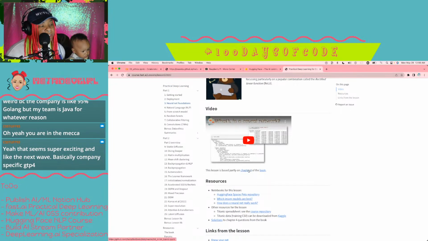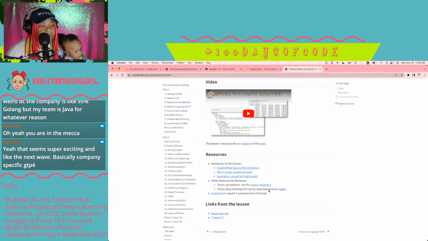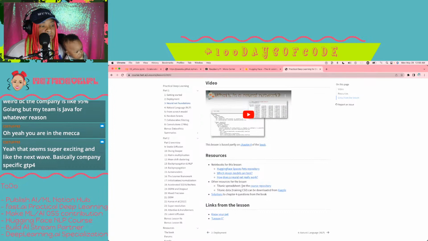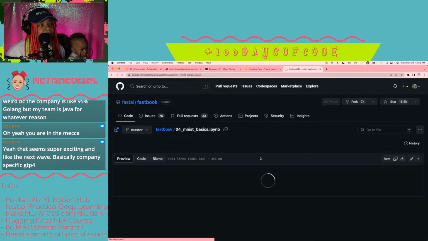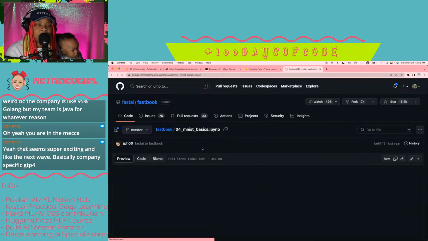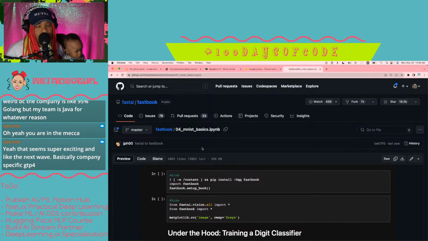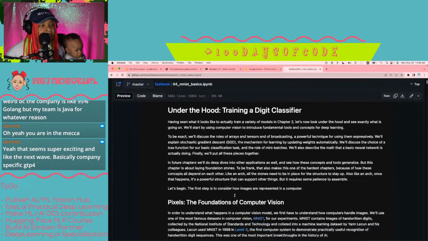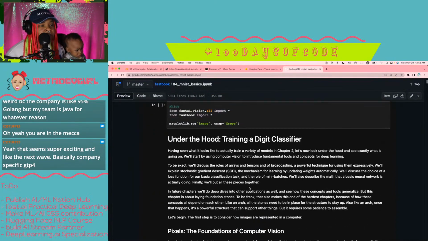I wonder, let me see. Based on chapter 4 of the book, I want to see what's in neural net foundations, because the neural net foundations, MNIST. Neural net foundations is like doing a little bit of a deeper dive into some of the math and training a digit classifier.